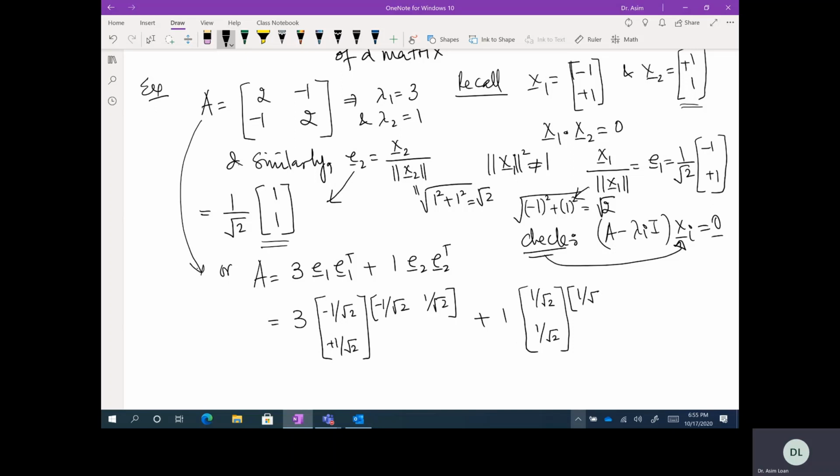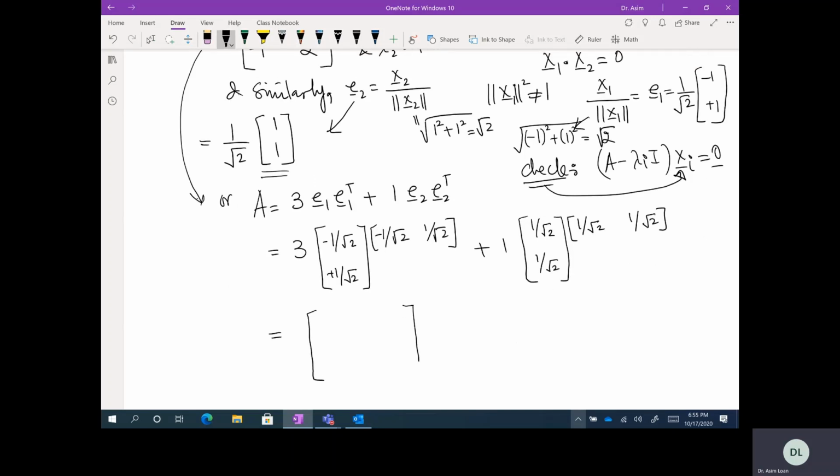So this is 1 over root 2, 1 over root 2. And if I multiply this out, this would become a rank 1 matrix. And these are projection matrices. So minus into minus is plus, half is 3 over 2. This one is, so 3 multiplied with all the entries. So this is minus into minus, this is minus 3 over 2. This is minus 3 over 2. This is plus 3 over 2. This is half. This is half. This is half. This is half.